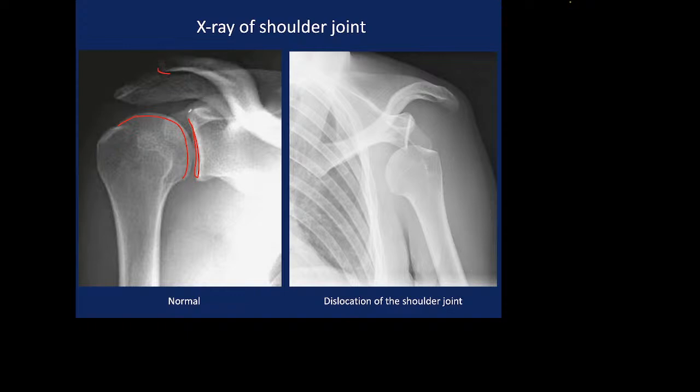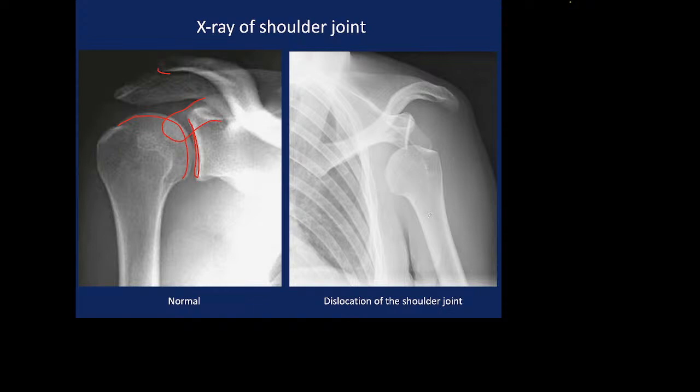the acromioclavicular joint, and the shadow here is the shadow of the coracoid process.